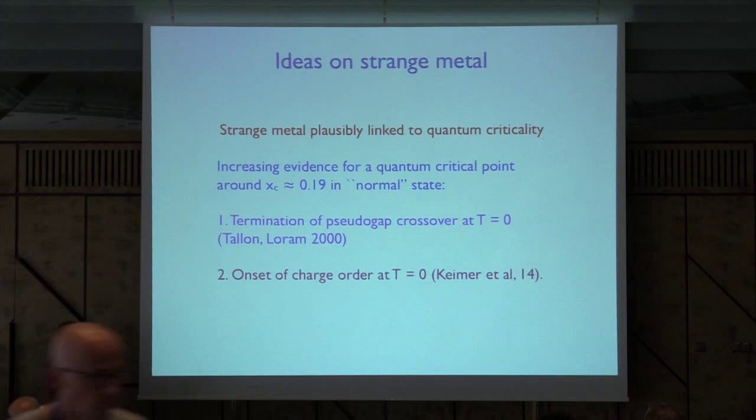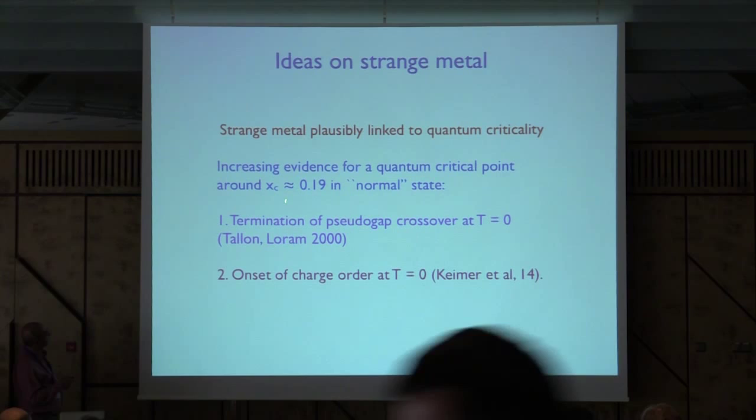So there's a lot of ideas over the years. One idea that has been very popular is that strange metal behavior is plausibly linked to quantum criticality. Okay, so there's a lot that's been said experimentally and theoretically about this idea, but I want to highlight a couple of new, actually not so new, but relatively new developments. So there's increasing evidence in the last decade or so for a quantum critical point around this magical doping of 19% in the underlying normal state electronic structure of the cuprates.